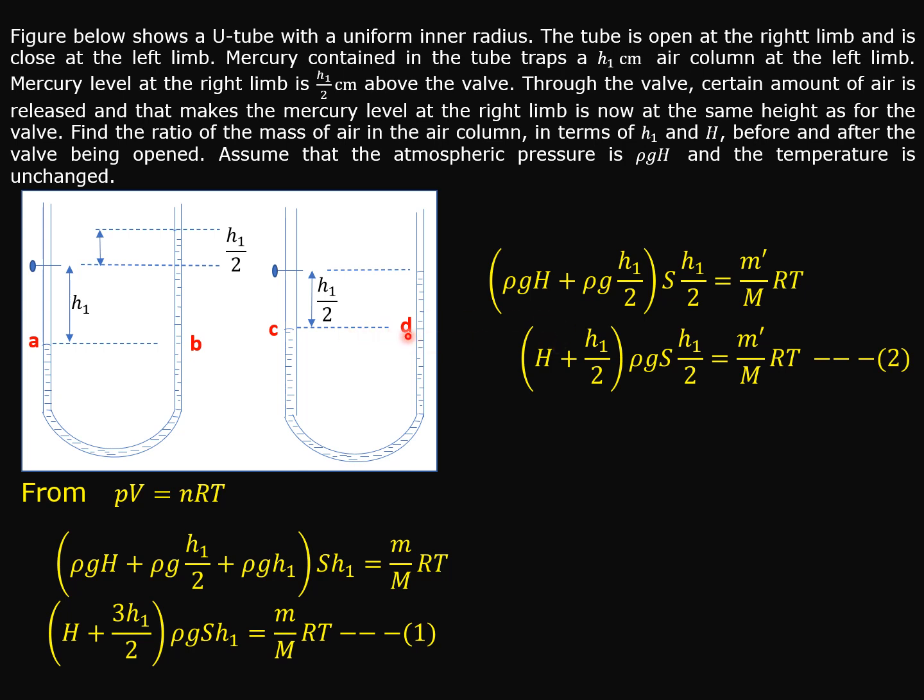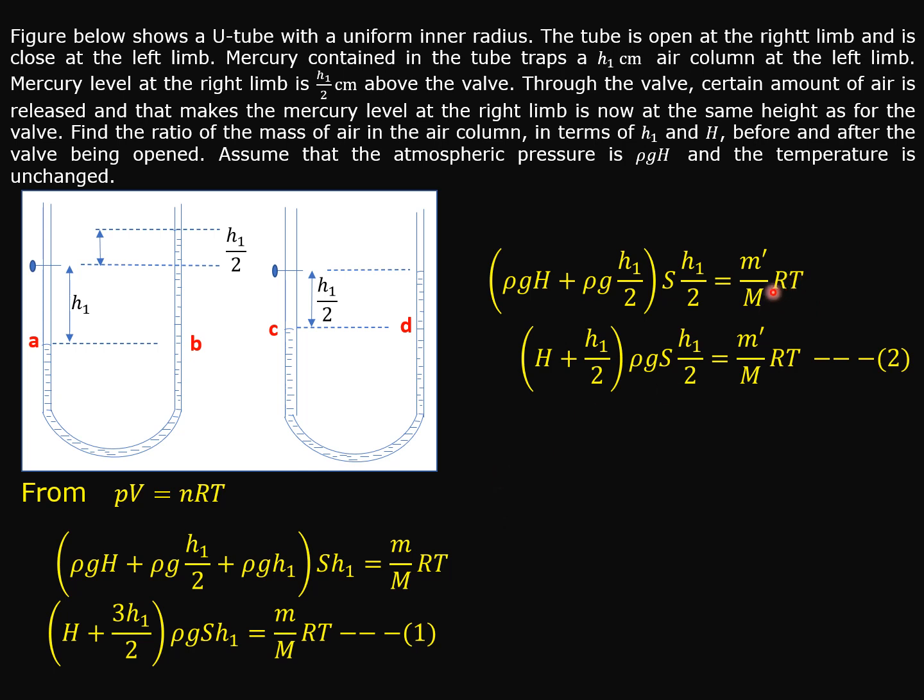at D as rho g H due to the atmospheric pressure plus rho g half of H1 due to the mercury columns that act on D. This is the pressure acting on D, but it will be the same as the pressure acting on C, which is also equal to the pressure of the gas in the air columns. So it is equal to the right hand side, m prime over M RT. You see the m has now changed to m prime because the mass of the air molecules in the air columns has changed, and we know that m prime should be smaller than m.